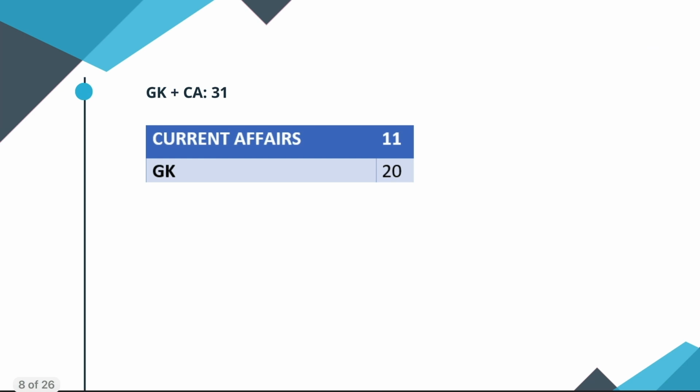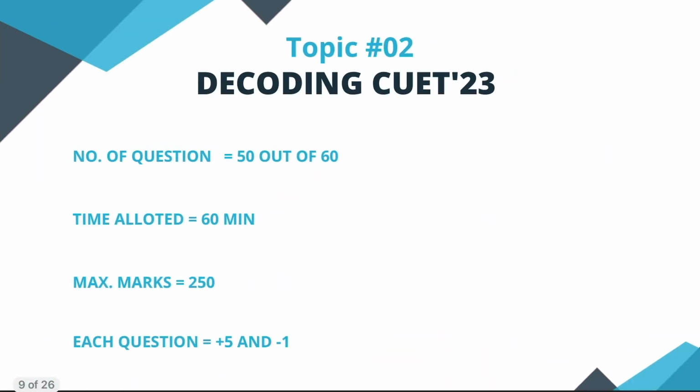For the third section, current affairs and general knowledge, we saw 31 questions. 11 were from current affairs and 20 were from GK itself. So this was about CUET 2022.